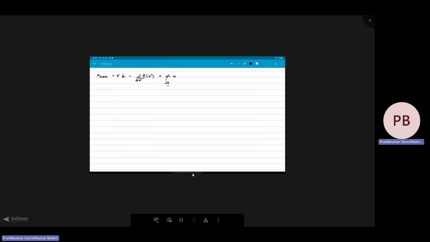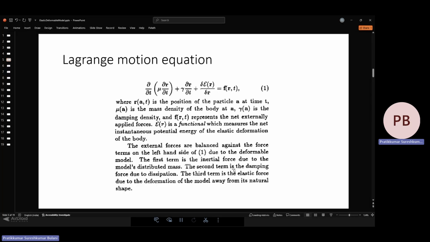Let's go back to the equation. In the equation you can see that this term goes on the right hand side, this term also goes on the right hand side, and that's how we get this equation. Gamma times velocity plus the potential energy derivative with respect to R is equal to external force. And this is mu, mass density, which can come outside, times the second derivative of R with respect to T, which is your acceleration.